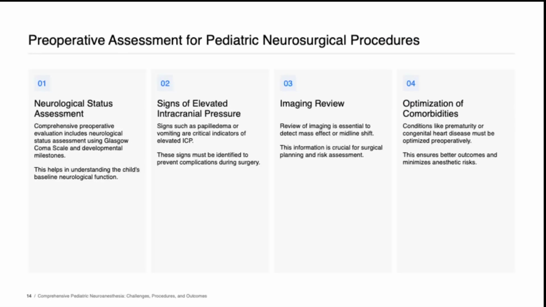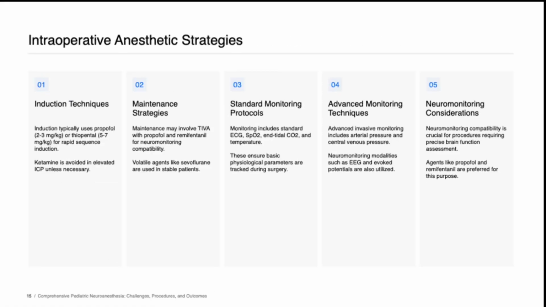We need to evaluate, are there signs clinically of raised intracranial pressure? We have to review their imaging and look at the tumor, look at the CSF, look at the hydrocephalus. Is there evidence of AV malformations, of bleeds, of blockages, etc.? And then we need to optimize any pre-existing comorbidities. And importantly, we need to ensure that they are seizure-free as much as possible before they come to theatre, because that can be very difficult to control.